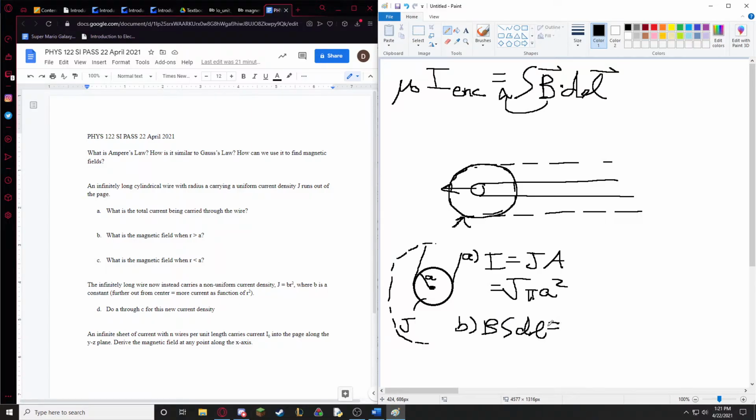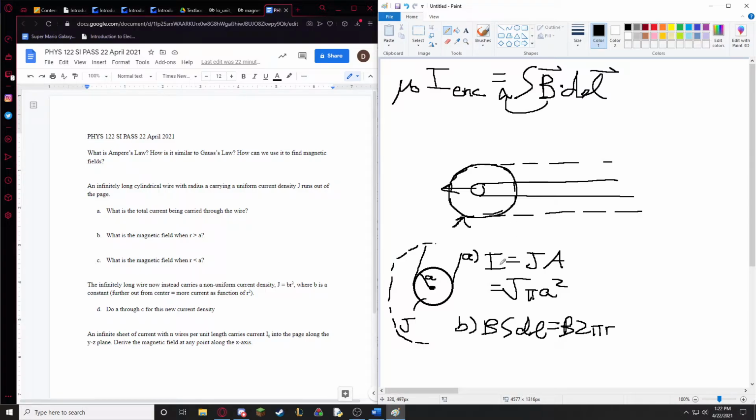What's the integral of dl for our entire path? It would be pi r squared. Wait, no, not pi r squared. 2 pi r. Yep, exactly. So there we've solved our integral, and we know it's equal to mu naught times I enclosed.